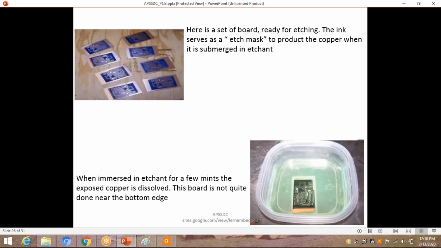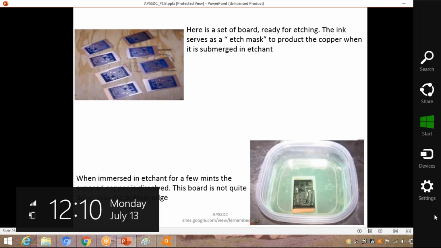The etchant solution, which is known as ferric chloride, is somewhat like acid. By touching it, we may be getting some rashes, something like that. While dealing with the ferric chloride solution, we need to be very careful. Is it clear, guys?